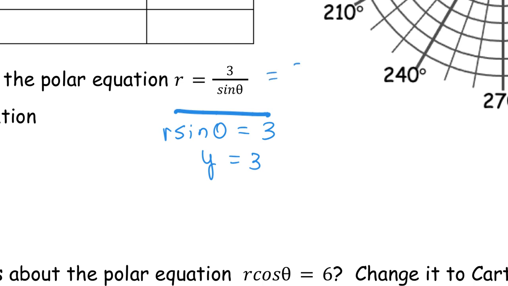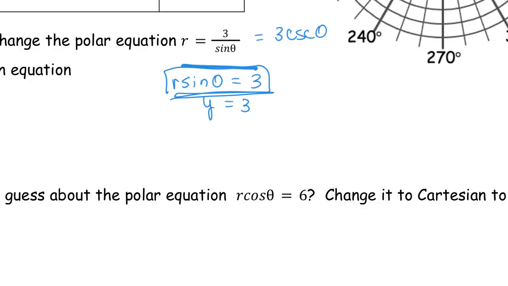Yeah, this could also be written as 3 cosecant theta. Sometimes they'll give it to you like this piece as well. So you just got to get it in your mind. Hey, if I move this around, will sine and cosine end up in the denominator? Okay. Take a look at the next one.